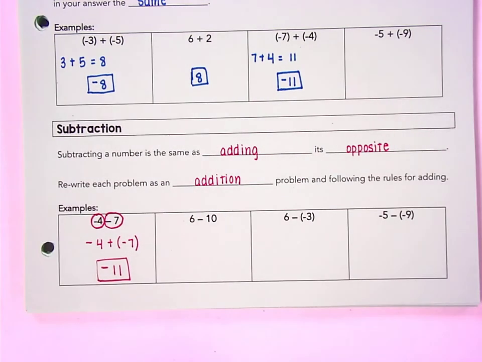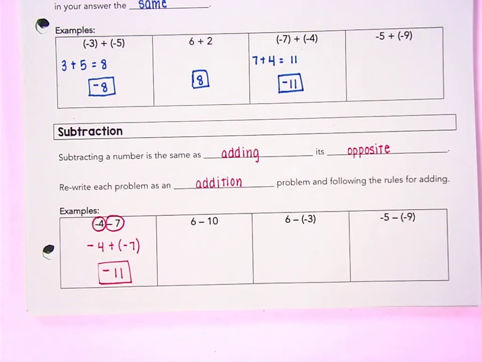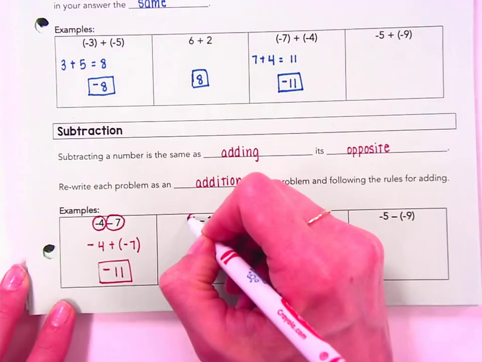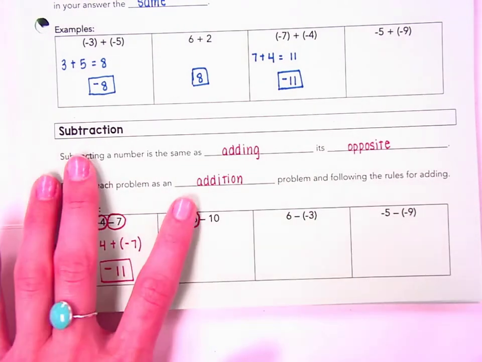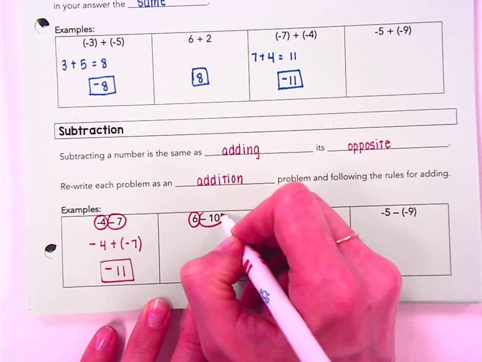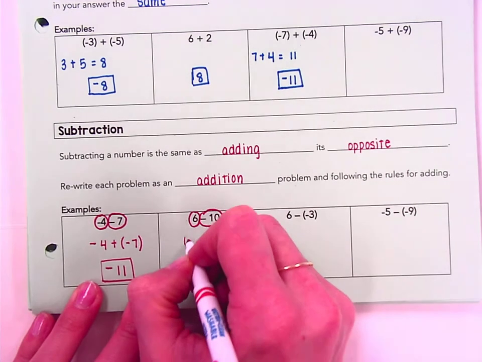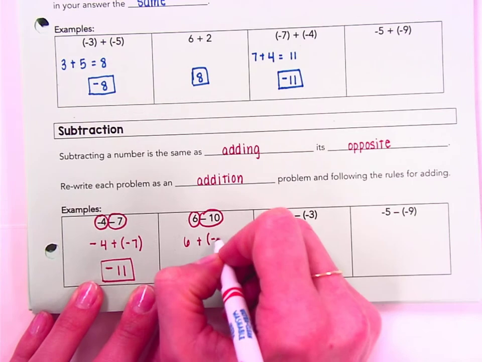Let's take a look at another example. In this next example, 6 minus 10, we're subtracting 10. So we can think about the opposite of subtracting 10 is adding -10. We can also think of this in terms of circling. 6 is the first term we see, and if we cover what we've circled already, we're left with -10. To combine them, or add them together, we would write 6 plus -10.